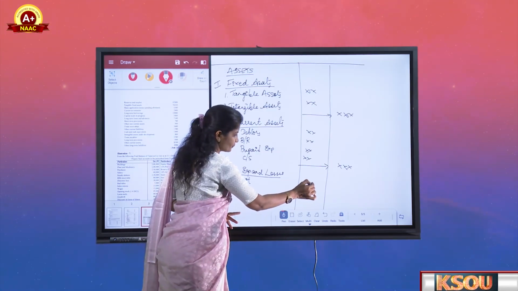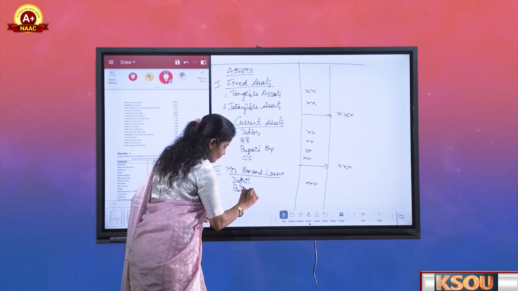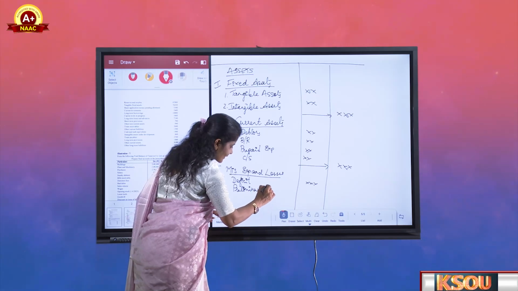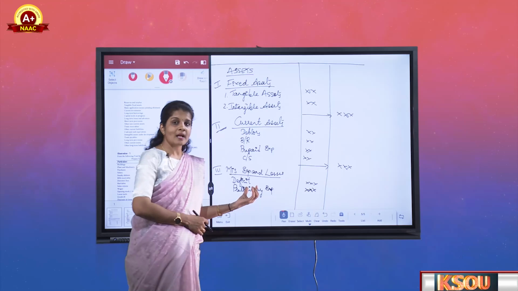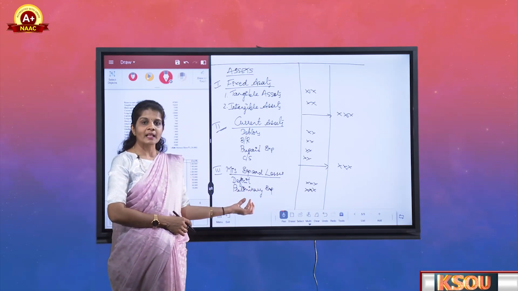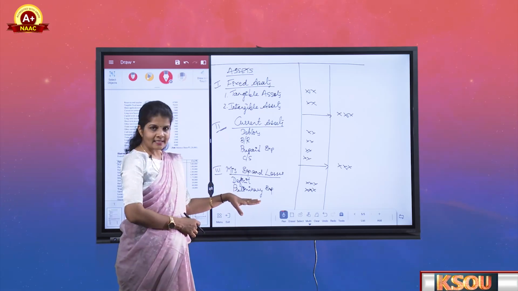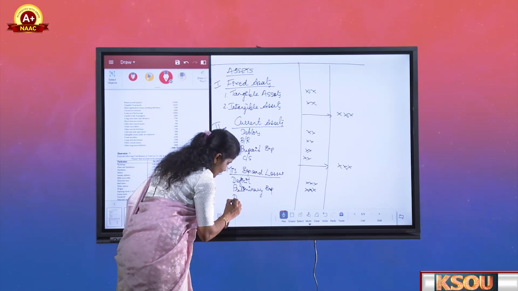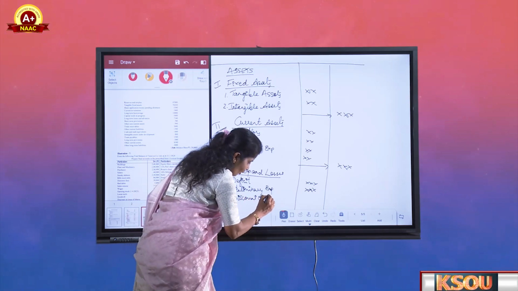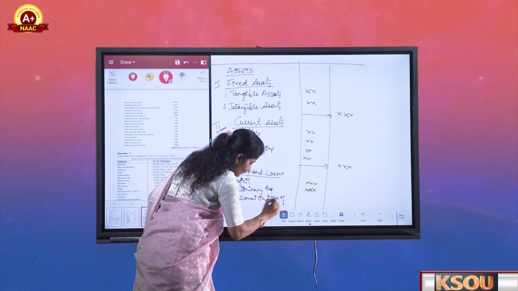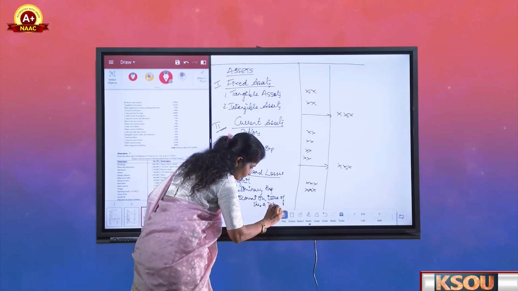Next, we will also have preliminary expenses. These are the expenses incurred for the establishment of the business. Whatever expenditure is incurred at the beginning of the establishment of the business will be taken as preliminary expenses. Next, discount on issue of shares and debentures.